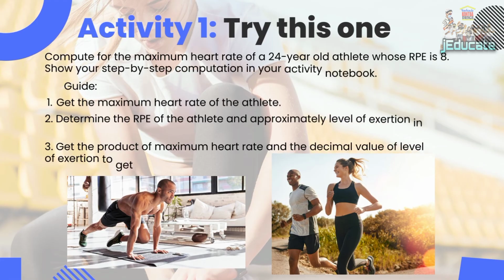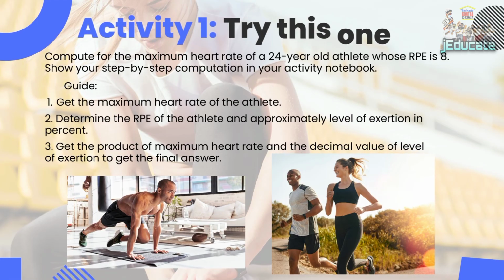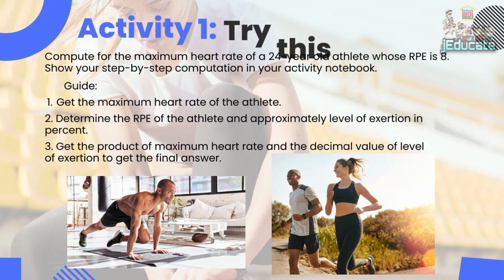For further understanding of our lesson, let's have activity number 1. Try this one. Compute for the maximum heart rate of a 24-year-old athlete whose RPE is 8. Show your step-by-step computation in your activity notebook.